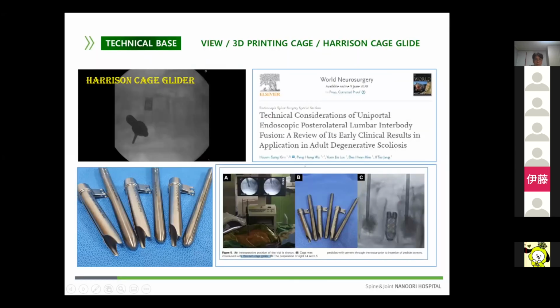Anyway, to perform the endoscopic procedures, there are some technical basics. The most important technical basis is the nerve protection guide wire. Dr. Kavi already talked about that. I also made my own cage guide, naming it the Harrison cage glider. You can see here the protection of the bilateral traversing and exiting roots, and the cage can be inserted safely to the target point while increasing the disc height together.